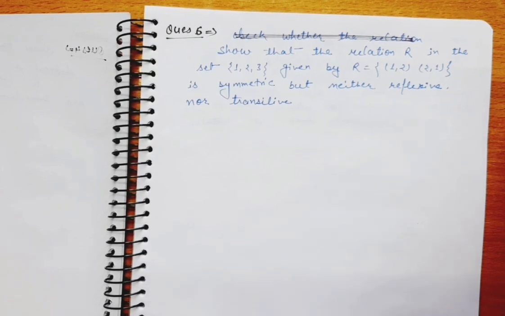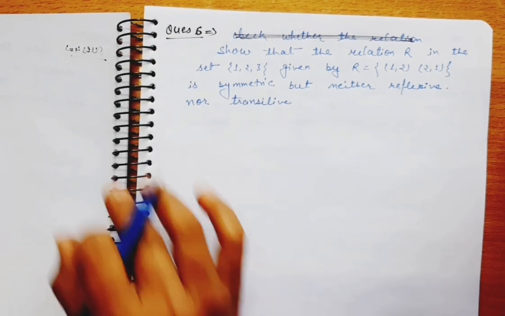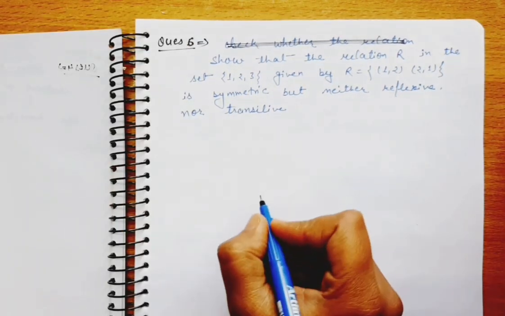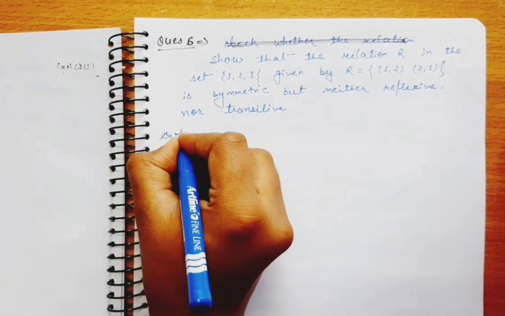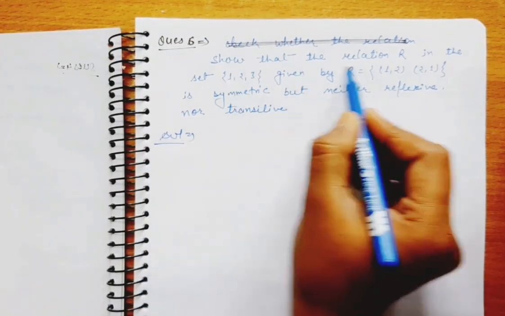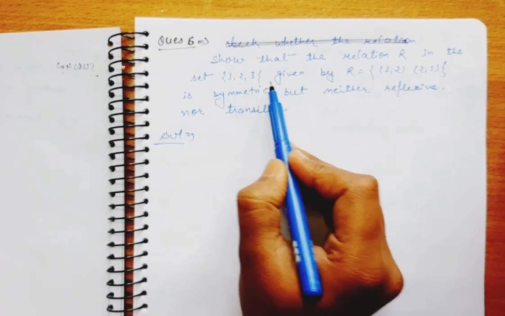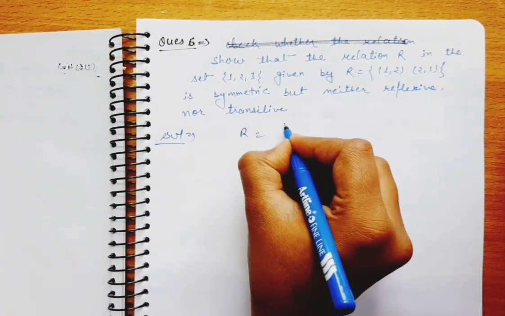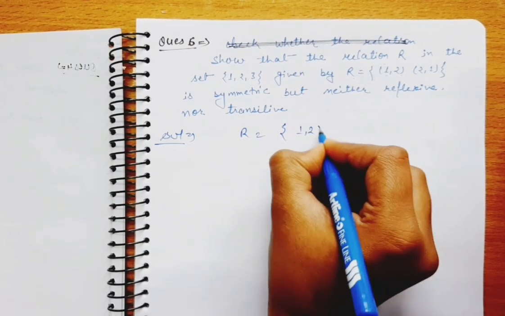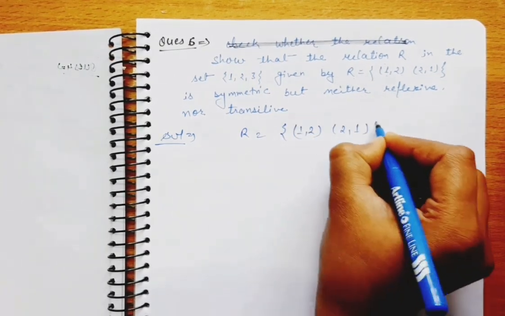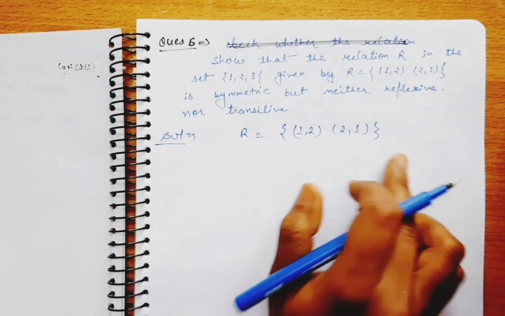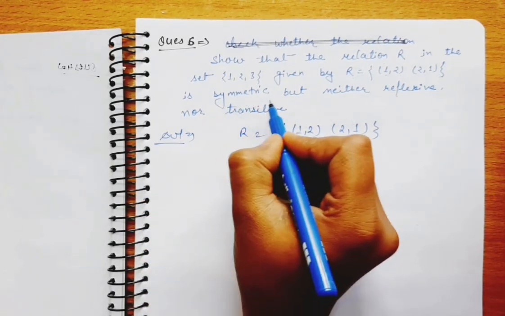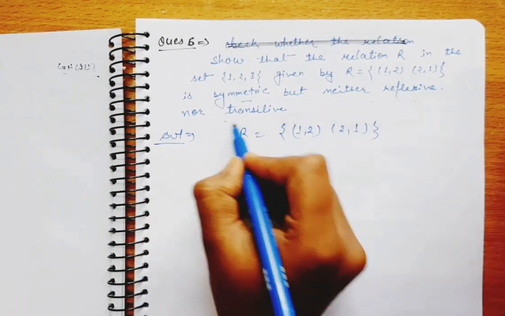Going to the next question of the exercise. Question number 5 is exactly like question number 2, so check it. Question number 6 we are solving here. Show that the relation R in the set {1, 2, 3} given by the relation {(1, 2), (2, 1)}. The relation is given to you, only two elements are there. We have to show that this is symmetric but neither reflexive nor transitive.